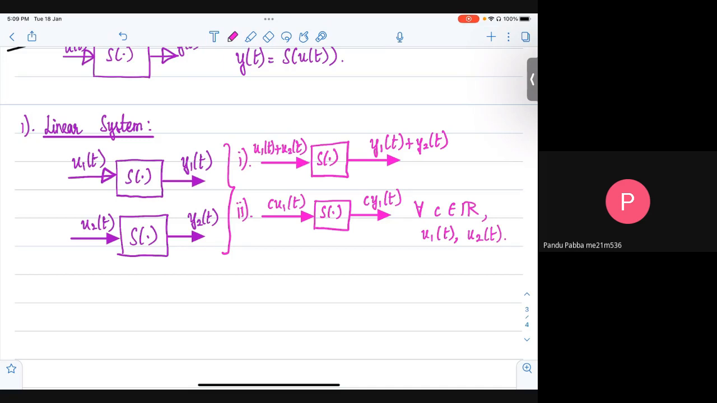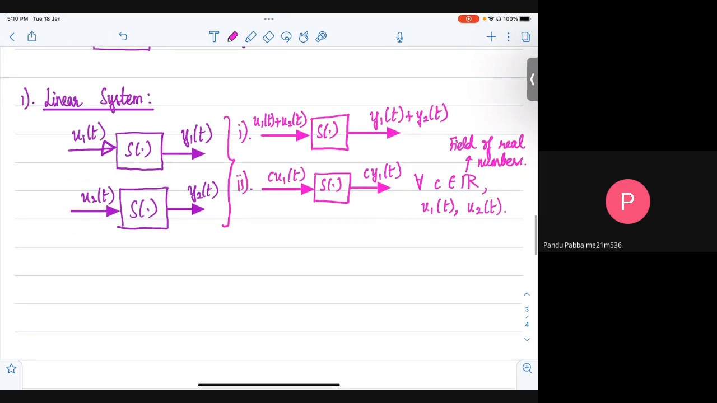Of course, the script R means the field of real numbers. So essentially, you can have any real number. I scale the input, the output also should be the corresponding output scaled by the same real number. So then if both these conditions are satisfied, then we have what is called a linear system.